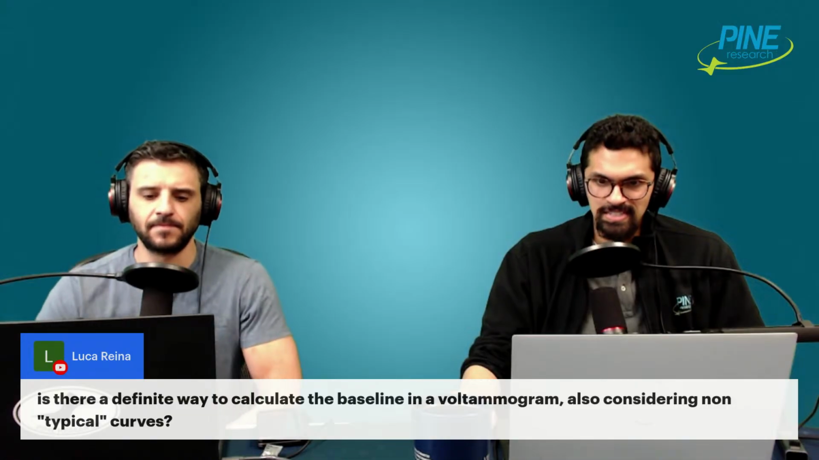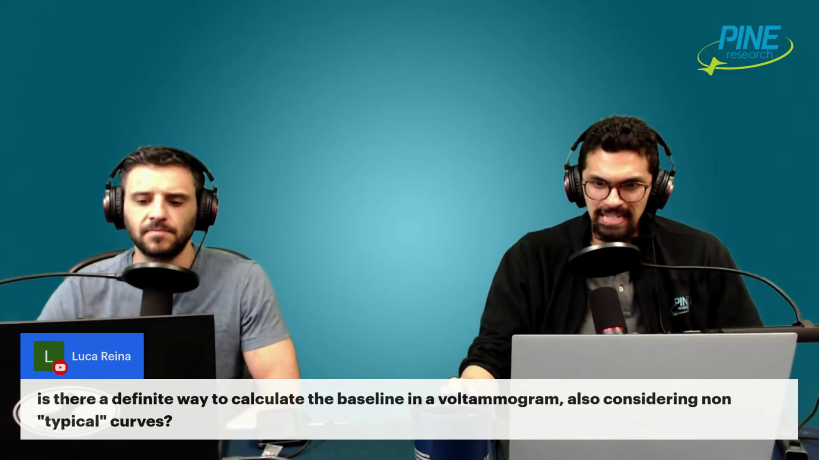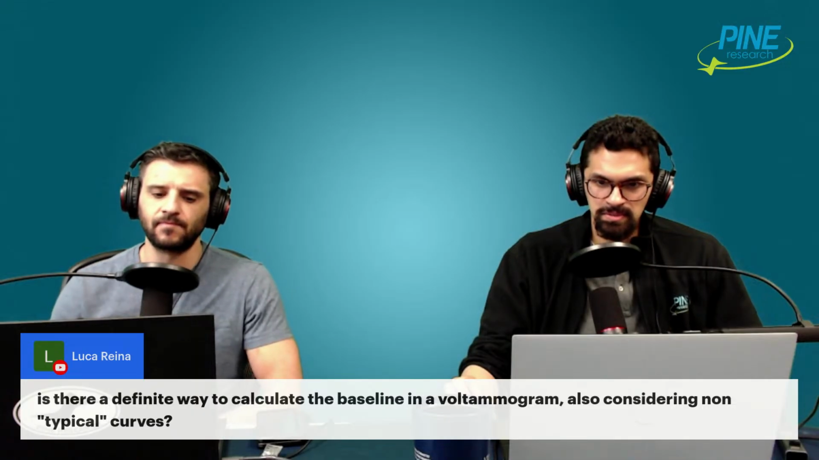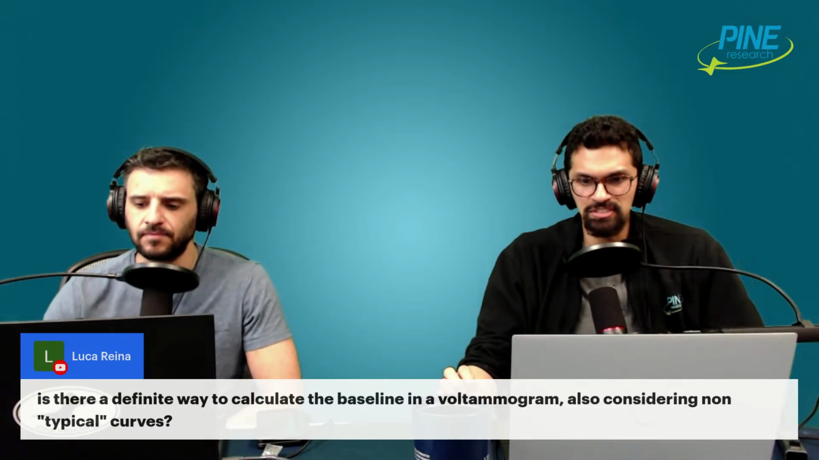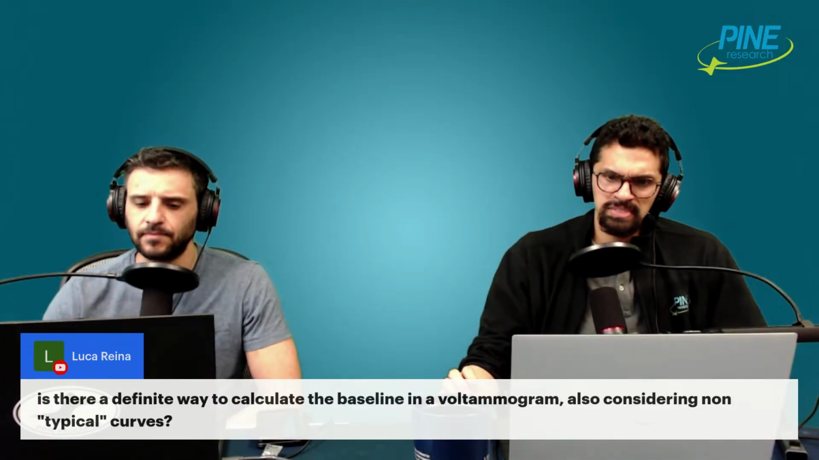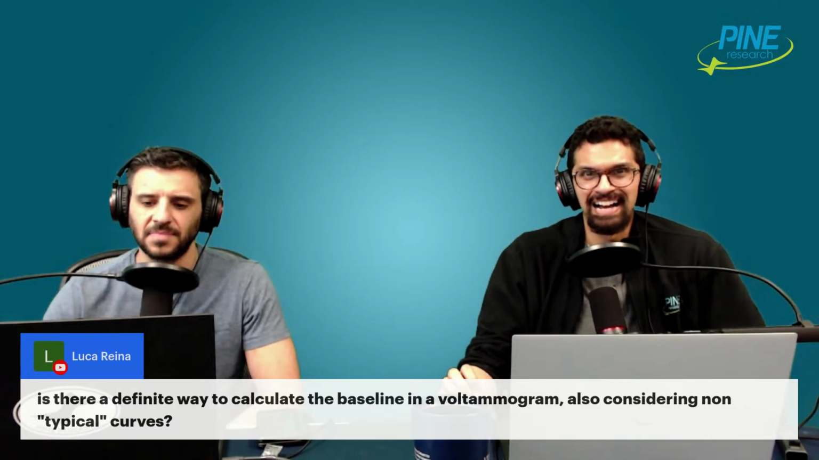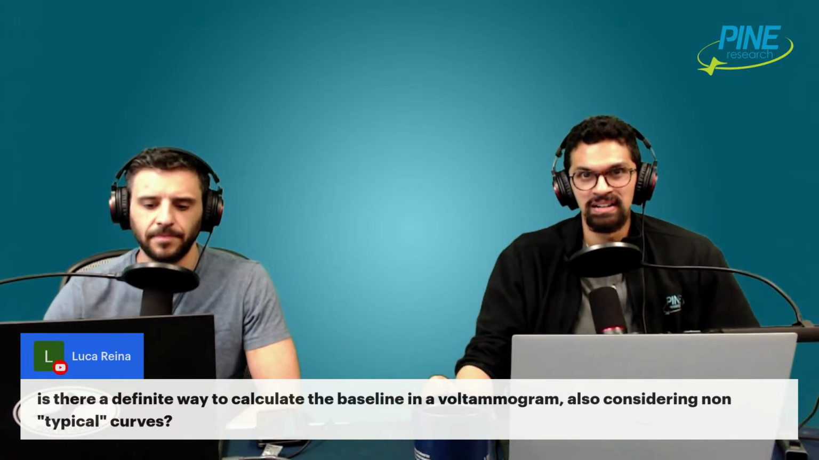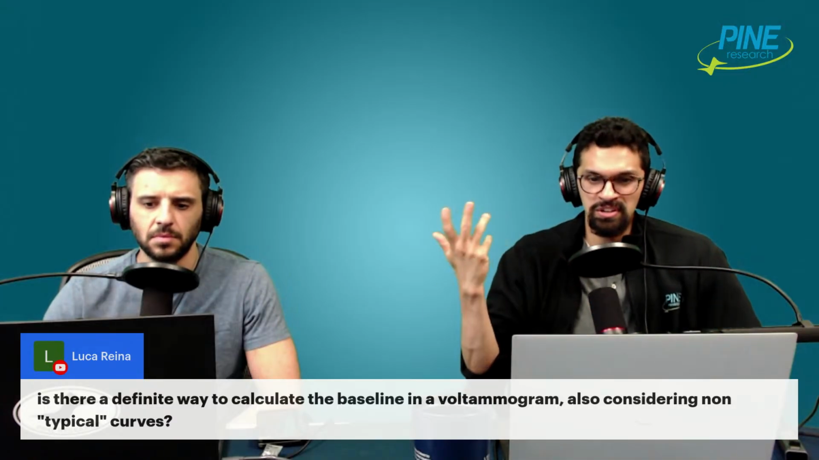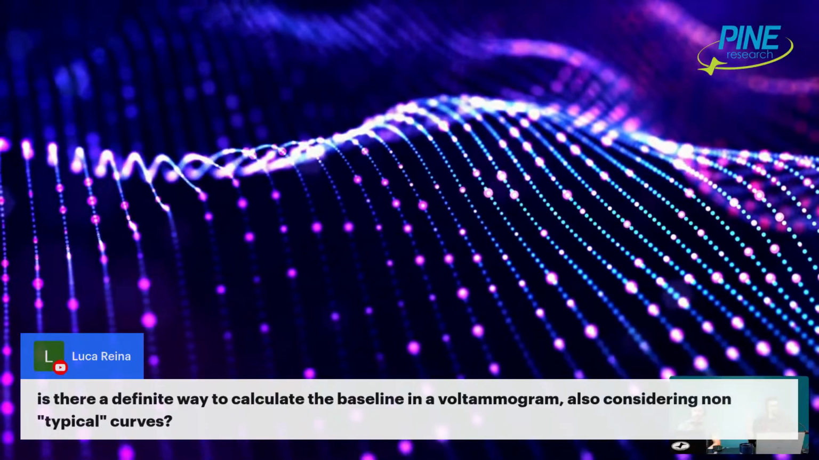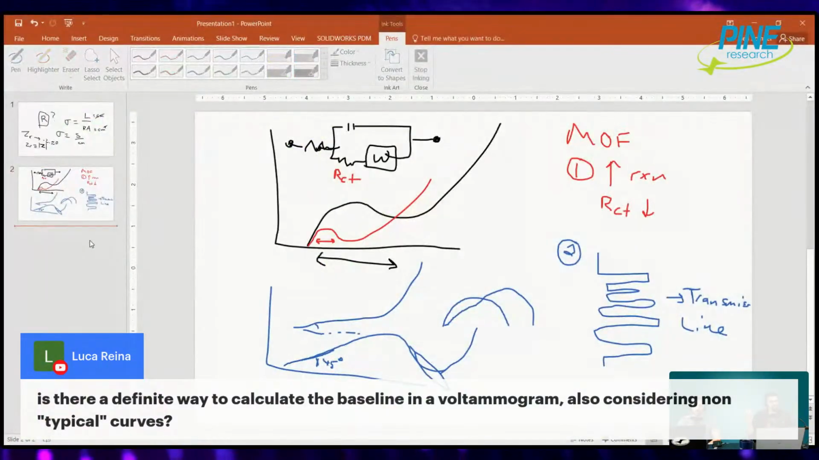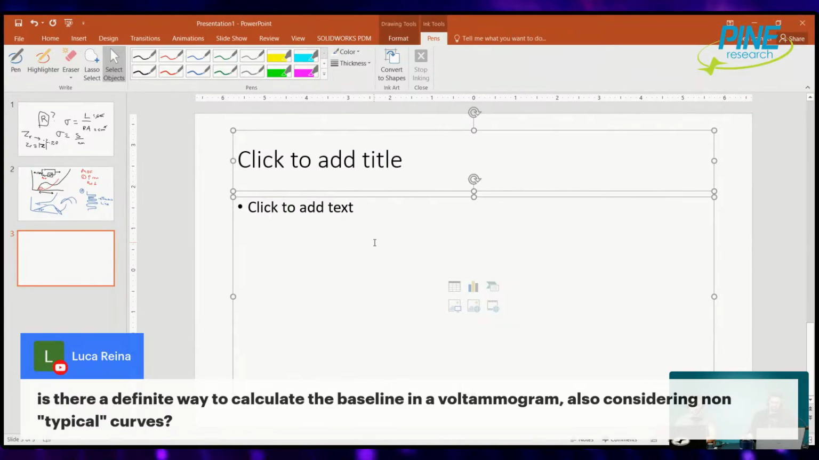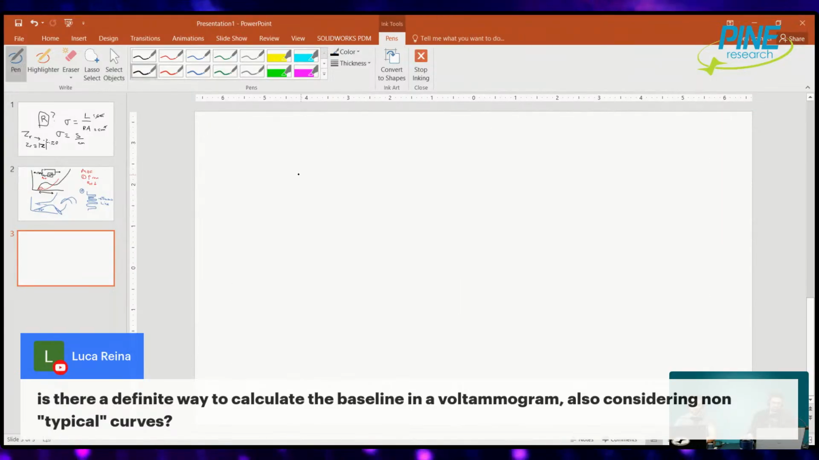Luca is asking, is there a definite way to calculate the baseline in a voltammogram, also considering non-typical curves? Usually, for me, it's just eyeballing it. It's looking at a voltammogram and just seeing how the curve changes. There is usually, I would say, numerically. Oh, you can finish your thought. I was just going to offer one suggestion. If you want to finish your thought while I'm doodling, you can.